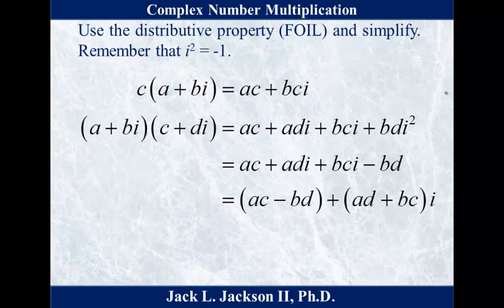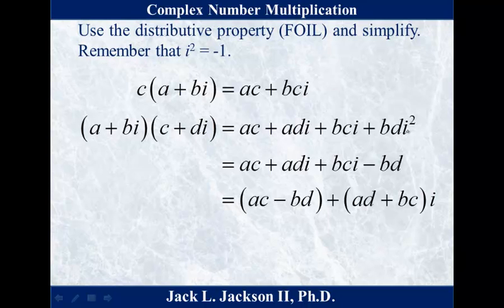So we have a times c, that's the F. The O would be the a times the di, so that's ad times i. The I is the bi times the c, so that's bc times i. And the L is b times d, bi times di, which is bd i squared. Now, as often happens whenever you have polynomials like this, binomial times binomial, often the middle terms are like terms and they add up, and that's true here. You get adi plus bci is ad plus bc times i. But something interesting happens here that doesn't usually happen in a polynomial. If this i was just an x, you'd have x squared and you really couldn't simplify.